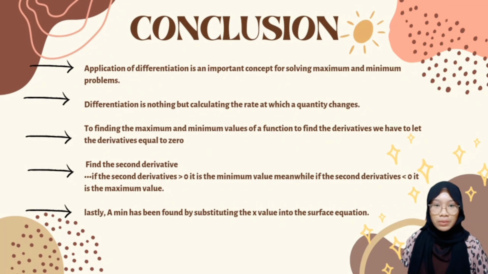Lastly, I will tell you guys about the conclusion of our presentation. Application of differentiation is an important concept of solving maximum and minimum problems. Differentiation is nothing but calculating the rate at which a quantity changes. It is the slope of the curve of a particular function, and to understand the use of differentiation in real life, you must understand the basic meaning of differentiation graphically as well as theoretically.